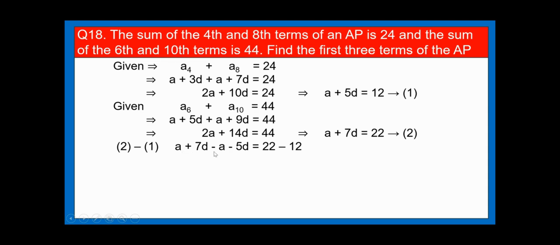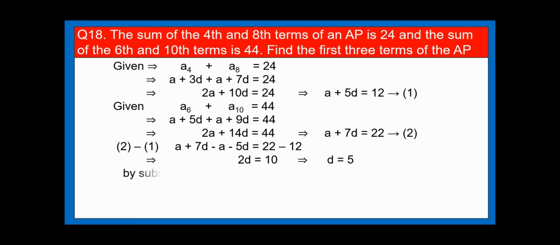What is plus a minus a? Yes, these two will be cancelled. 7d minus 5d is 2d. 2d is equal to 22 minus 12, which is 10, and d is equal to 10 divided by 2. 2 in 10, 5 times, therefore the d value is 5.